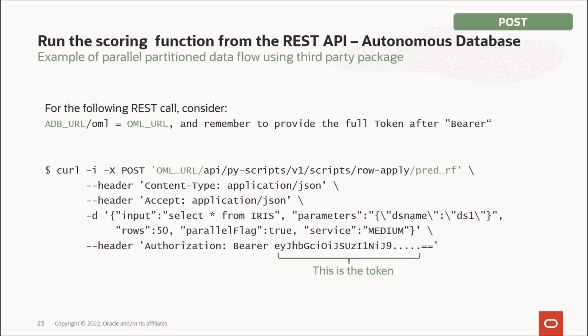Okay, so now we're going to run the predrf function from the REST API. So we send a POST request to the row apply endpoint. We specify the input table iris, the data store name DS1, that we want to score the data in parallel chunks of 50 rows using the medium service level, which corresponds to the level of parallelism that we want, and we include the token with our request.